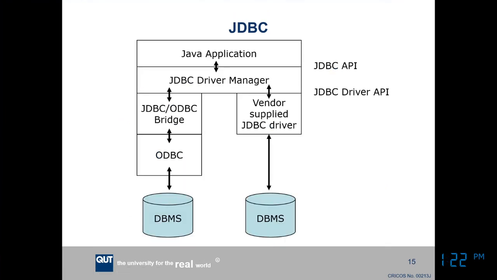This is just a diagram showing how this stuff generally connects together. We've got the Java application and the JDBC driver manager, and alternatively, we can either make use of the JDBC-ODBC bridge and connect that to an existing ODBC driver, which then connects to the database. Or if there's a vendor-supplied JDBC driver, we make use of that, and that directly connects to the database. That way, our Java application can connect to whatever database it likes.